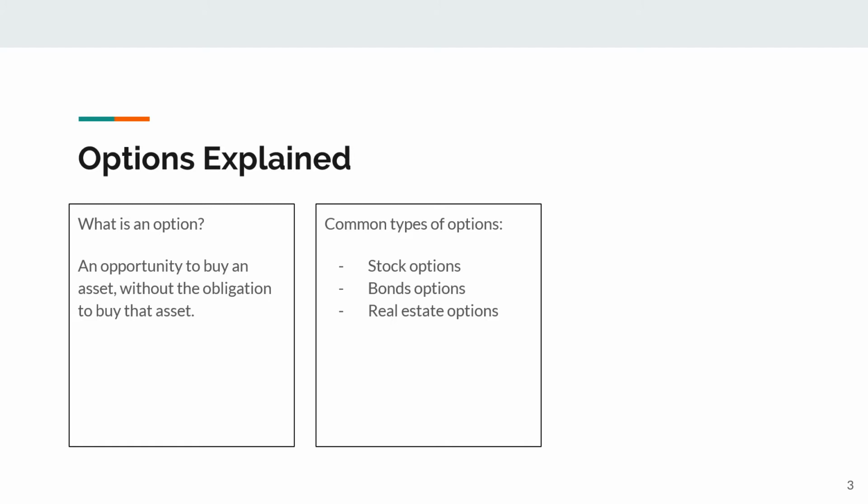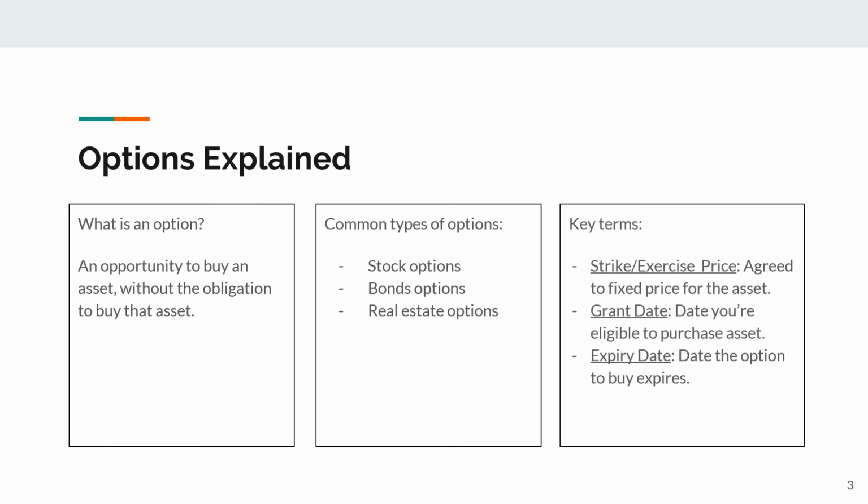We're going to go through each of these common types of options throughout this presentation to help everyone solidify their understanding of options. The second half of the presentation is going to cover primarily stock options. Additionally, there is a handout that goes along with this presentation that goes into some more depth about stock options that we encourage you to spend some time reading through.